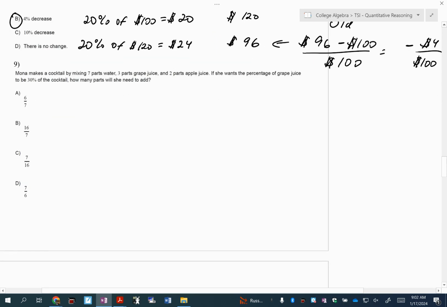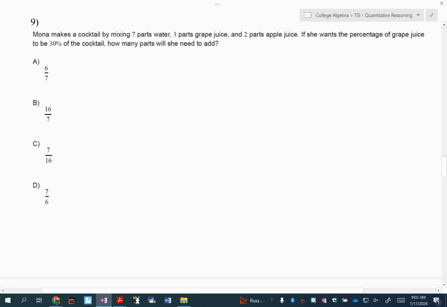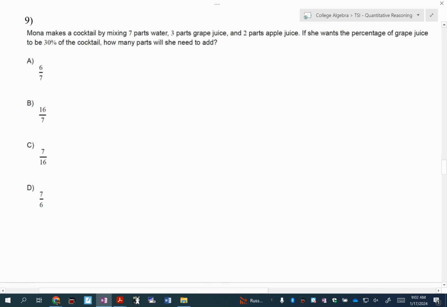All right, number 9. Mona is making a cocktail by mixing 7 parts water, 3 parts grape juice, and 2 parts apple juice. If she wants the percentage of grape juice to be 30% of the cocktail, how many parts will she need to add? So first I want to use X to be the number of parts of grape juice to add.